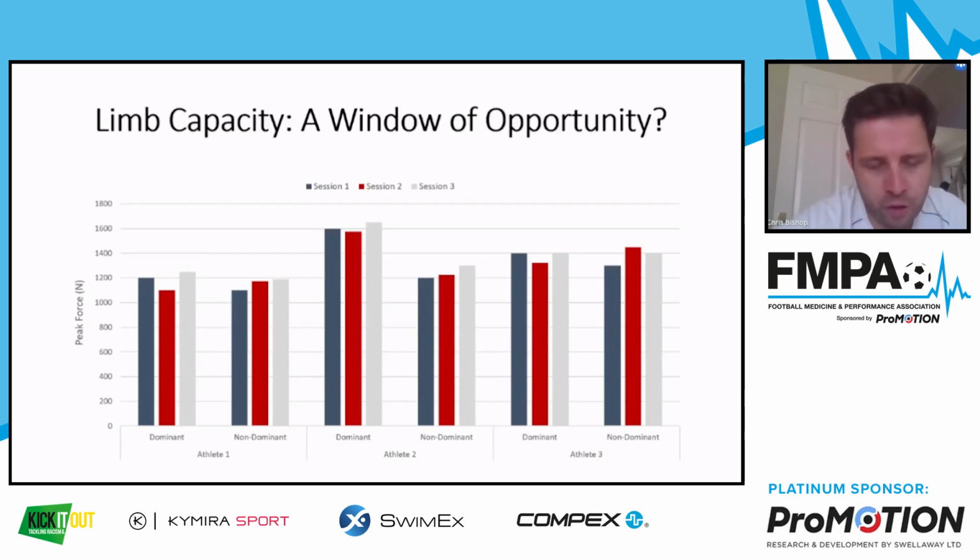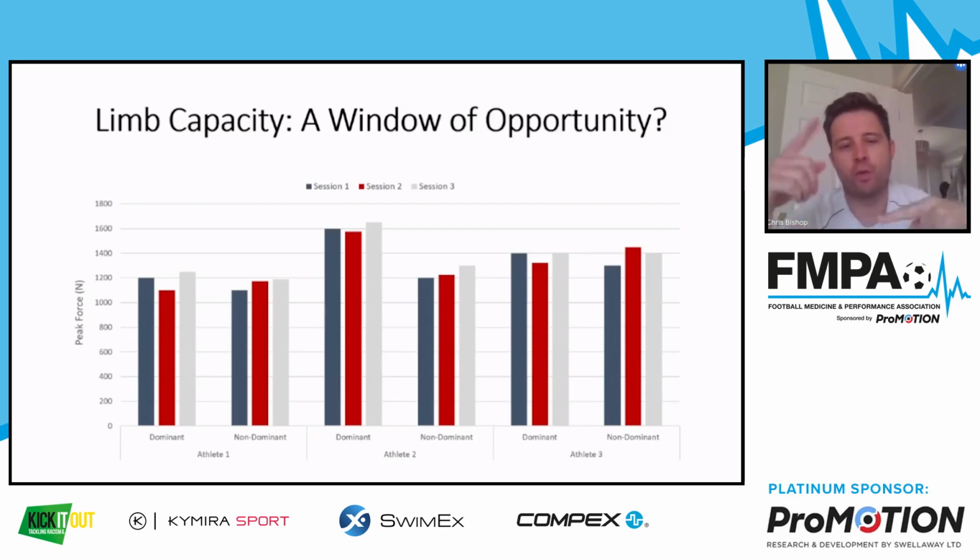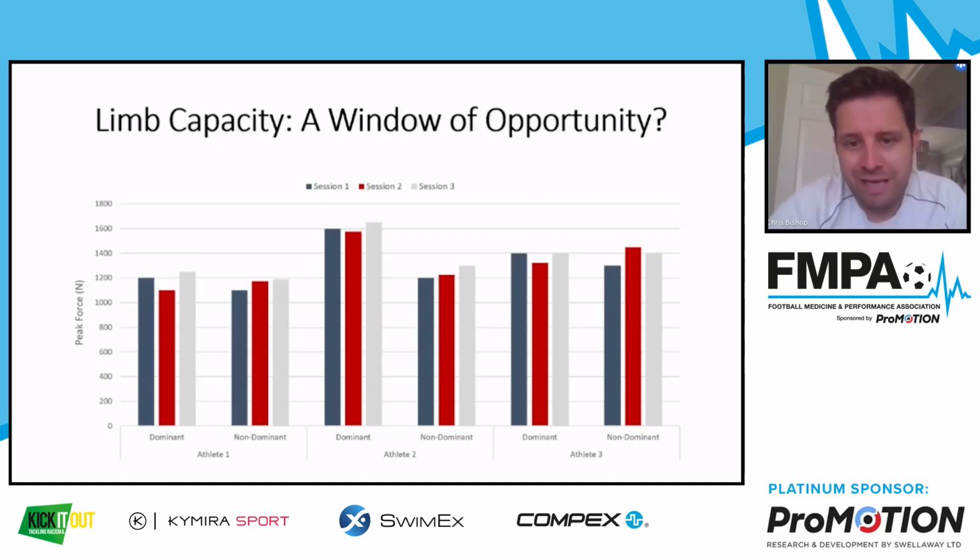So if we look at athlete 1, first of all, if we just look at the blue bars only for athlete 1, you can see that the dominant limb produces more peak force in our hypothetical metric or test here. In session 2, the red bars for athlete 1, now the non-dominant limb is producing more force. And then in session 3, the grey bars, it's swapped back again. So we're getting these fluctuations in performance between limbs. If we now look at athlete 2 across those 3 test sessions, we've got a very definitive and very consistent dominant limb outperforming the non-dominant limb. Athlete 3, similar to athlete 1, we've got these fluctuations.